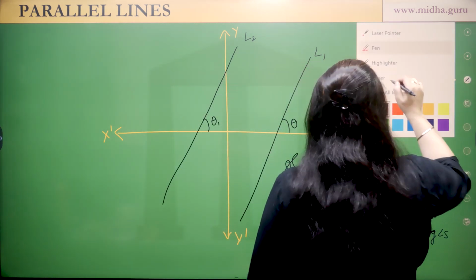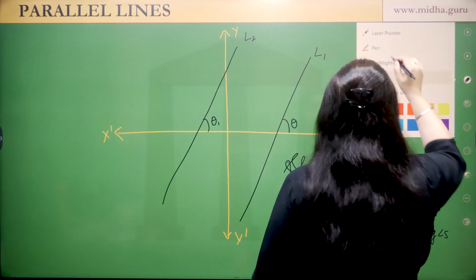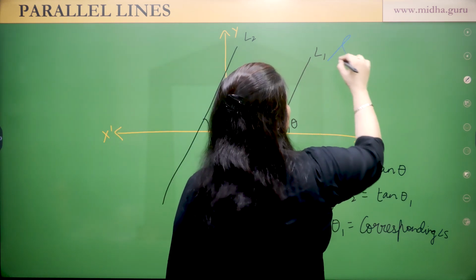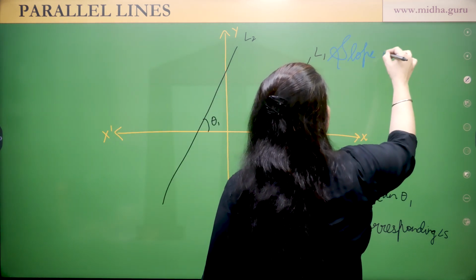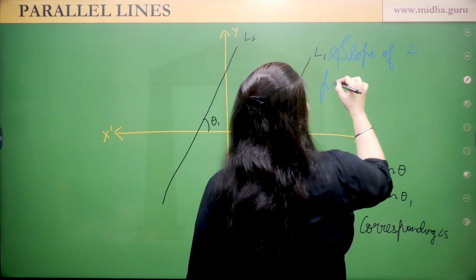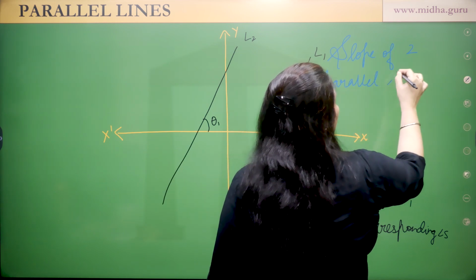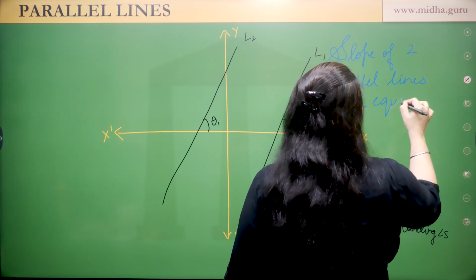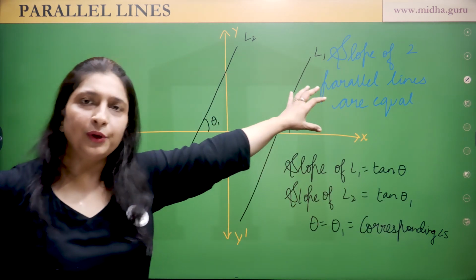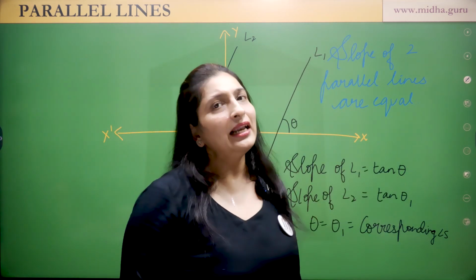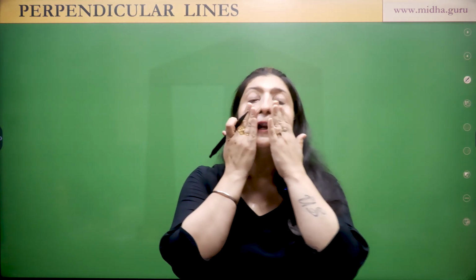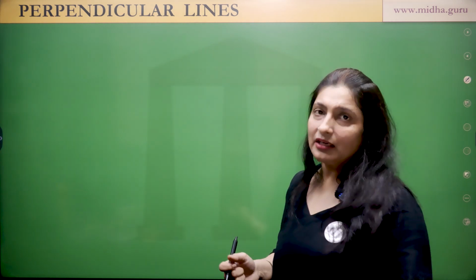So what we infer from this is that the slope of two parallel lines are equal, and I've explained how they are equal. Again, the point to be noted is that the slope of two parallel lines are equal. We'll move on to the next topic, which is perpendicular lines, and this is the last topic, and then we'll be starting with the questions.